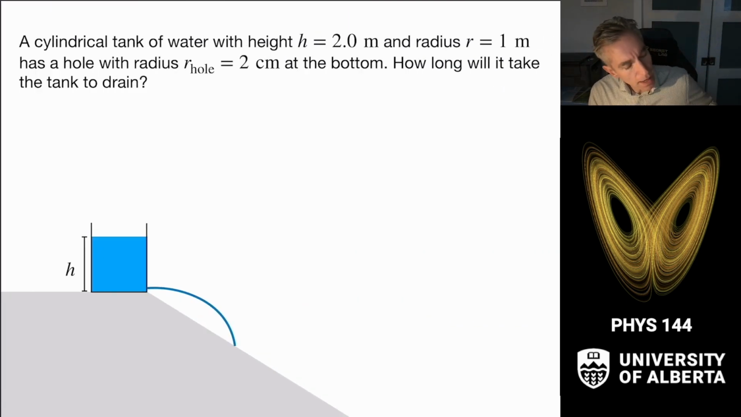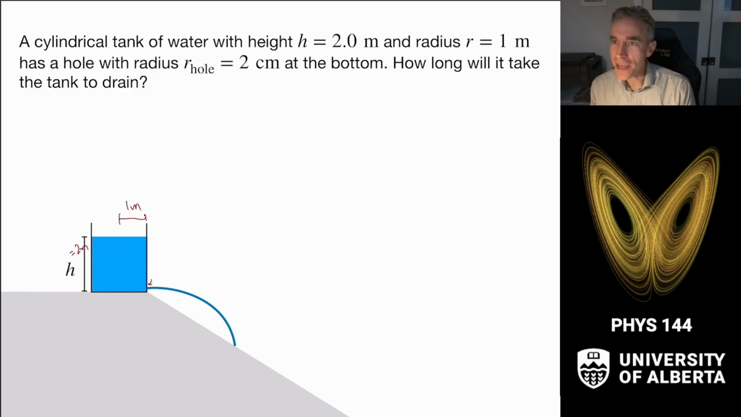Okay, the final problem I want to work out is this case with a cylindrical tank of water. It has a height of 2 meters and a radius of 1 meter. It's filled with water, and there's a tiny little hole with radius 2 centimeters at the bottom. How long will it take for the tank to drain?